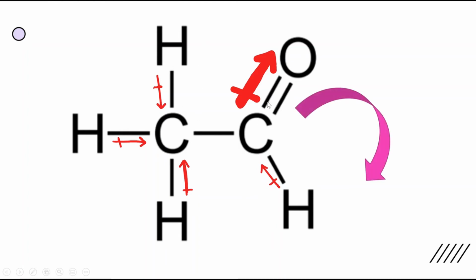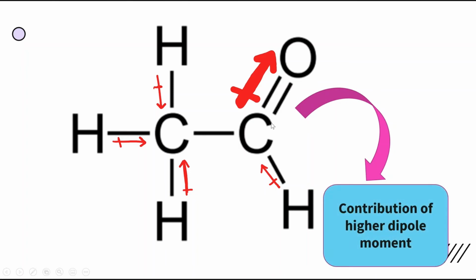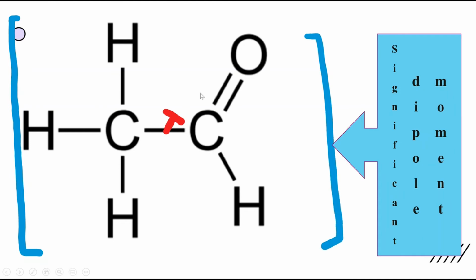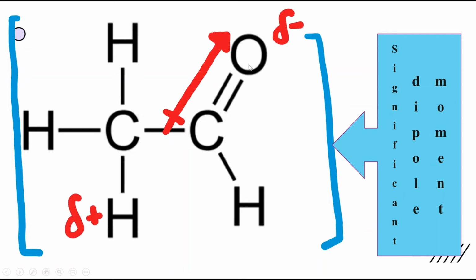Okay, so what happens here is that the contribution of the higher dipole moment takes place in acetaldehyde because of the one oxygen atom, and hence a significant dipole moment is present in the acetaldehyde molecule, and the net dipole moment we can show like this. This results in the formation of a delta minus charge across the oxygen, and a delta plus charge across the other parts of the molecule. So it is a permanent dipole.